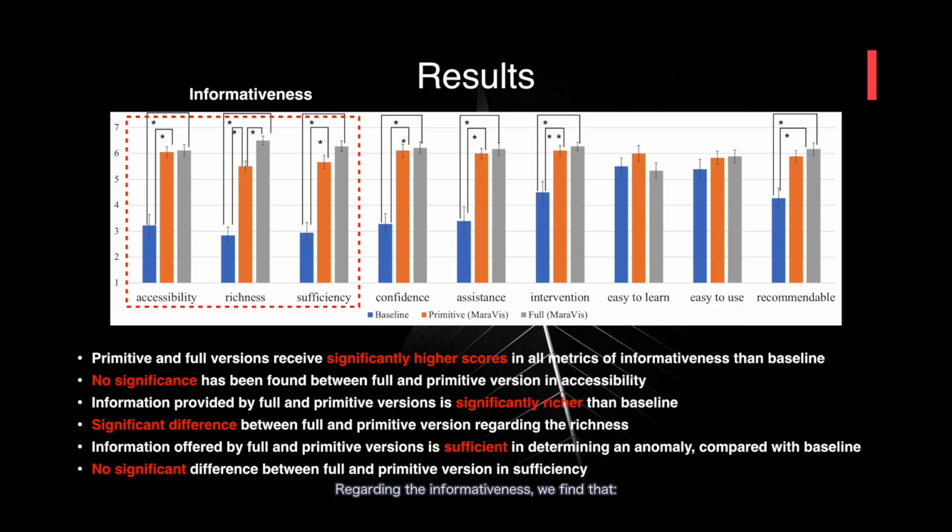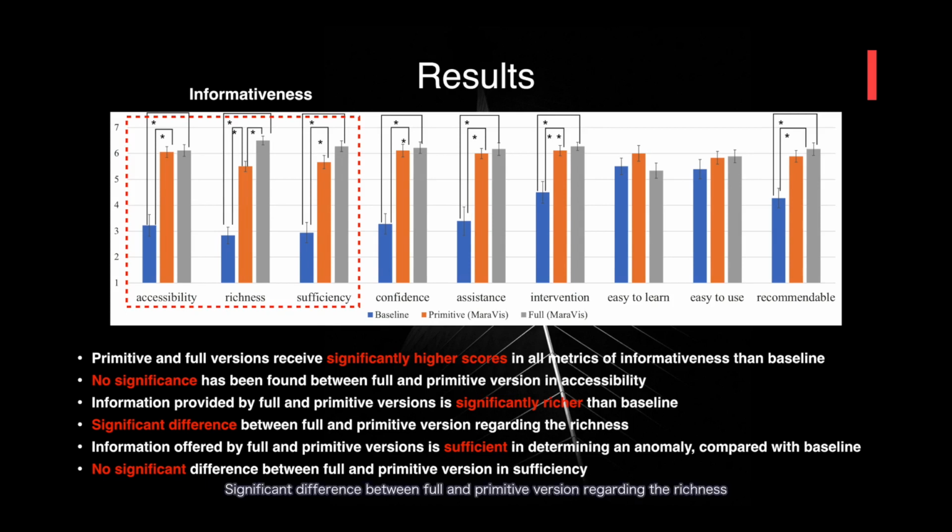we find that both versions receive significantly higher scores in all metrics of informativeness than the baseline. No significance has been found between full and preliminary version in accessibility. Information provided by full and primitive version is significantly richer than the baseline.